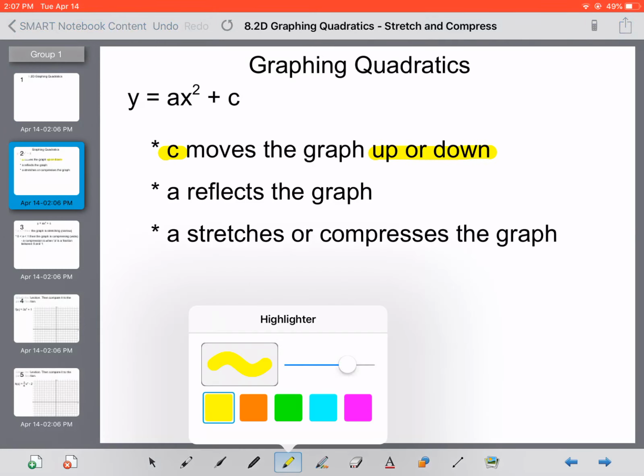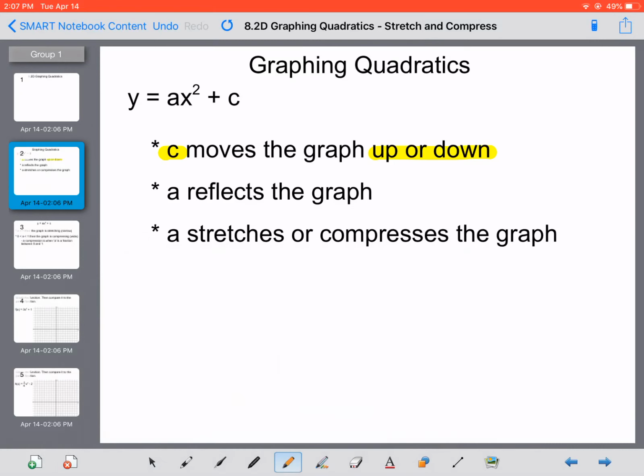Your a value tells you a couple different things. Your a is telling you that you are reflecting. Reflecting means that if a is negative, then it's reflecting. And then the a value also tells you if you are stretching or compressing. So stretching means that it's getting skinnier. You've got to think vertically stretching.